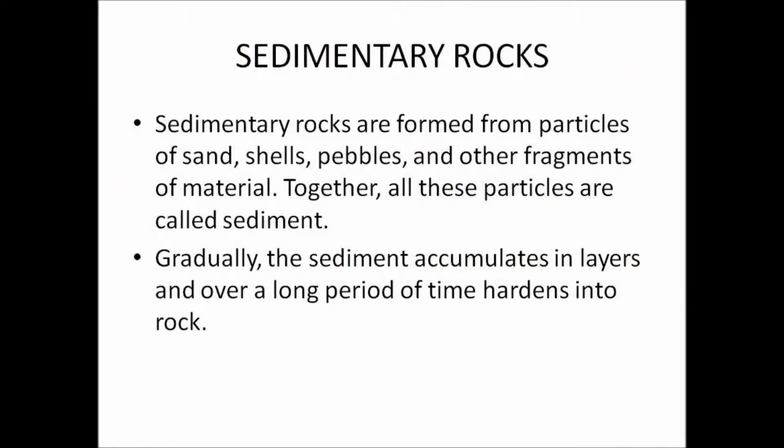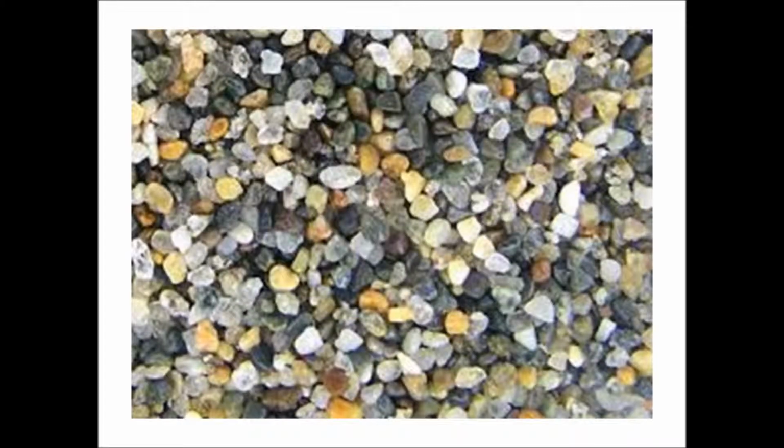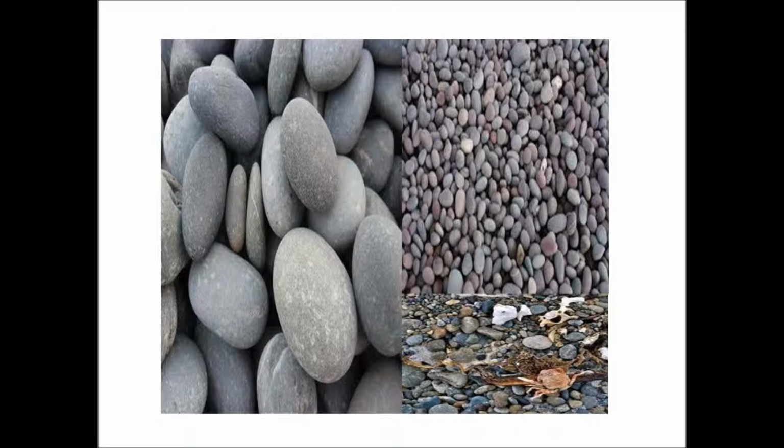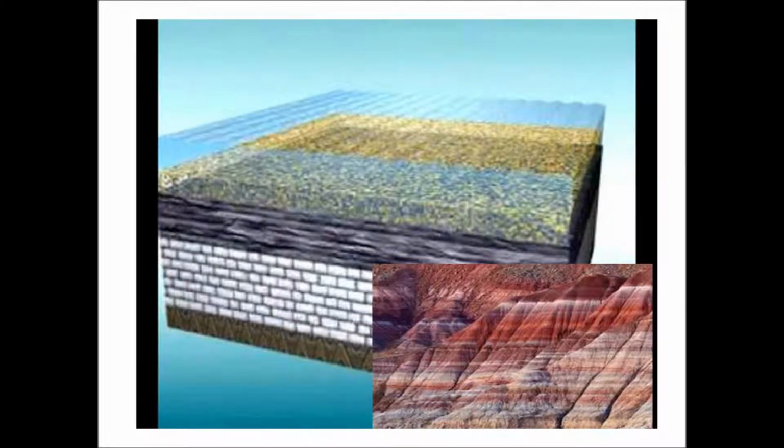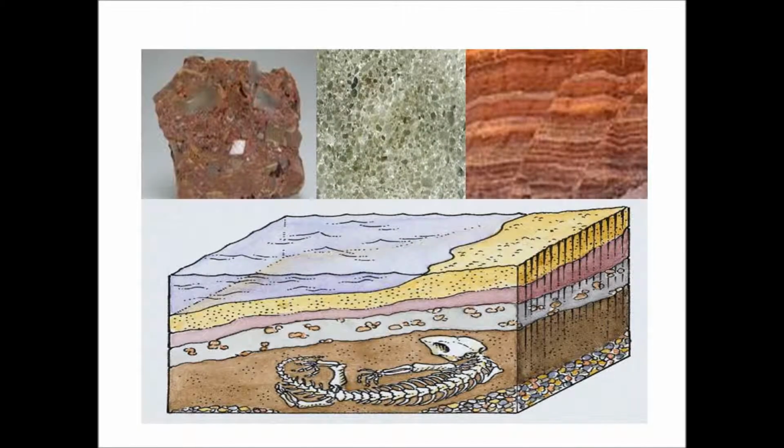The second type is sedimentary rocks. Sedimentary rocks are formed from particles of sand, shells, pebbles, and other fragments of material. Together, all these particles are called sediments. This is where the name sedimentary rocks comes from. Gradually, the sediments accumulate in layers, and over a long period of time, they harden into a rock.